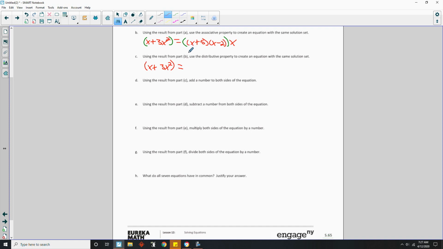Now let's see. It would look like this. I would take this x and multiply it by the first parentheses and the second parentheses. So what would that look like? Here, let me erase this. Using the distributive property.